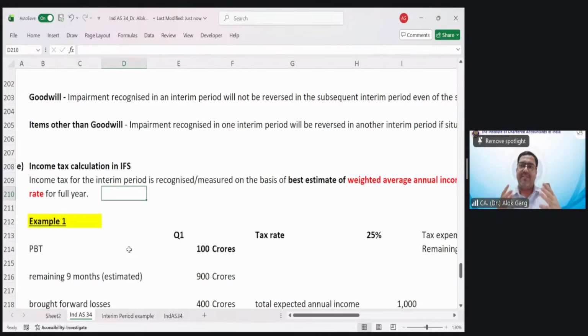Now tell me, what is the problem? What is the guidance? Friends, you have a brought forward loss of, let's say, 100 crores. You prepare your first quarter results, and you got a profit of, let's say, 100 crores in the first quarter. So tell me, will you create a provision of tax or will you not? You earned a profit of 100 crore, you have a brought forward loss of 100 crore. Will you create a provision for tax?